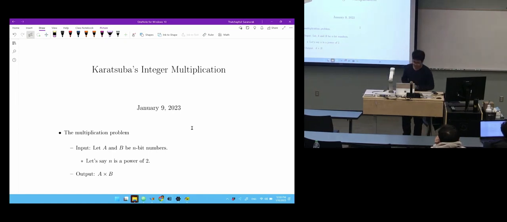All right. So today I'm gonna teach you about how to multiply numbers faster than n squared. Like we all know, just from last lecture, that we can multiply two numbers of n bits in n squared operations. Now we're gonna learn the Karatsuba algorithm, which is faster.